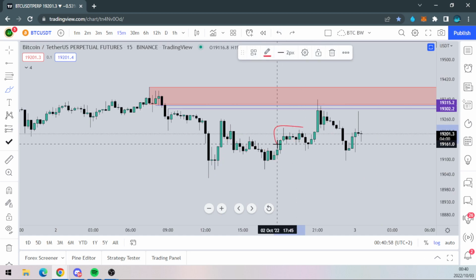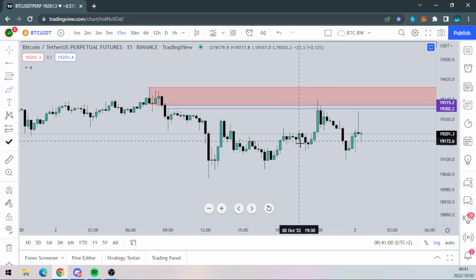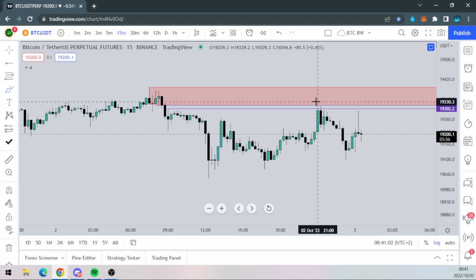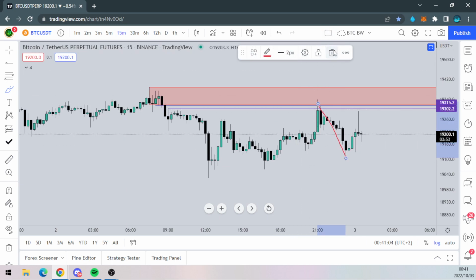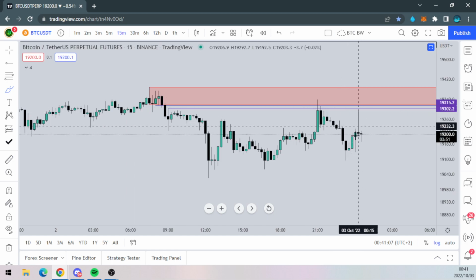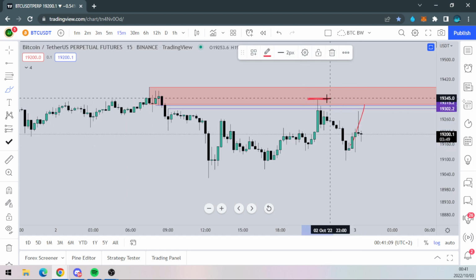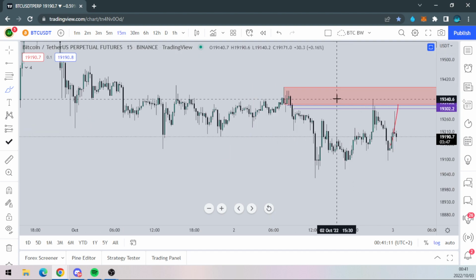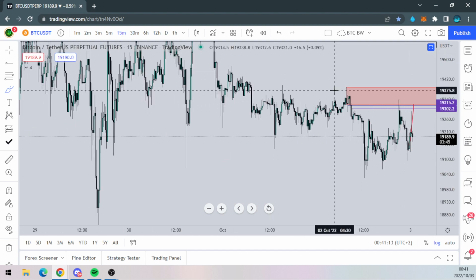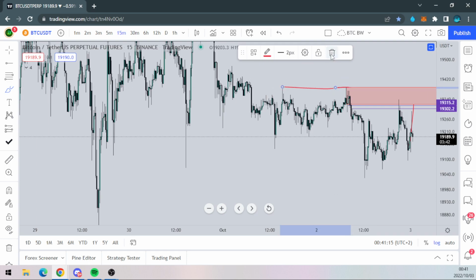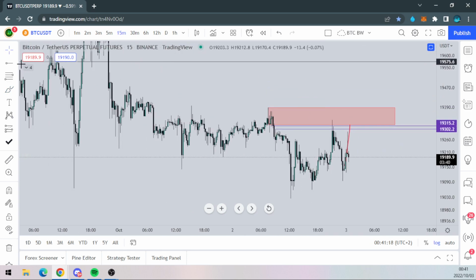This here is internal range liquidity, right? So this is the reason why price came back to take this. Now what we're looking for is for price to either come back and take just above here, or even if it wanted, take some liquidity above here at the double top. So there'll be a lot of stops placed at this double top here.